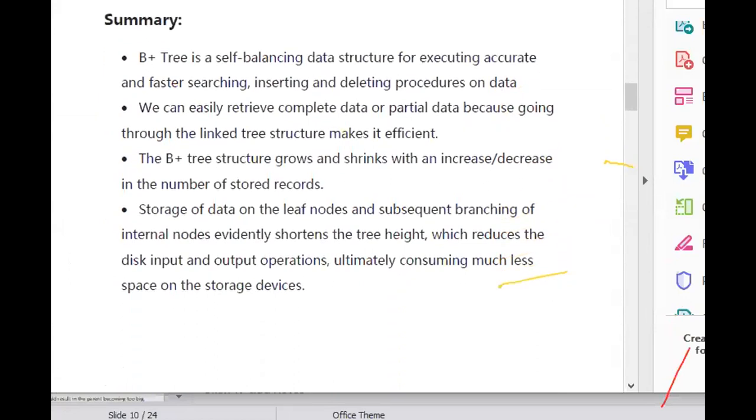So in a shorter way, B plus tree is a self-balancing data structure for executing accurate and faster searching. We can easily retrieve complete data or partial data because going through the linked tree structure makes it efficient.